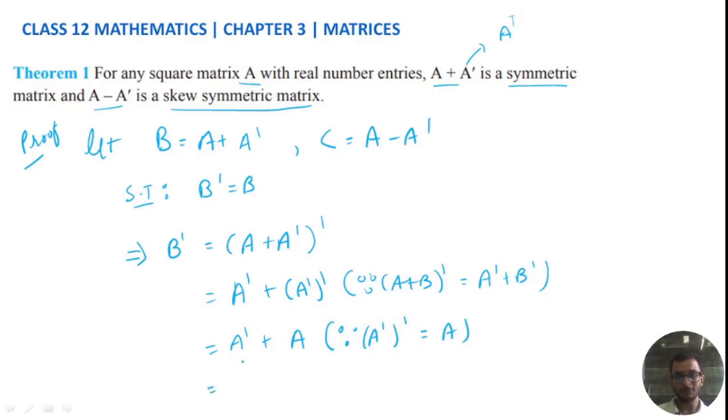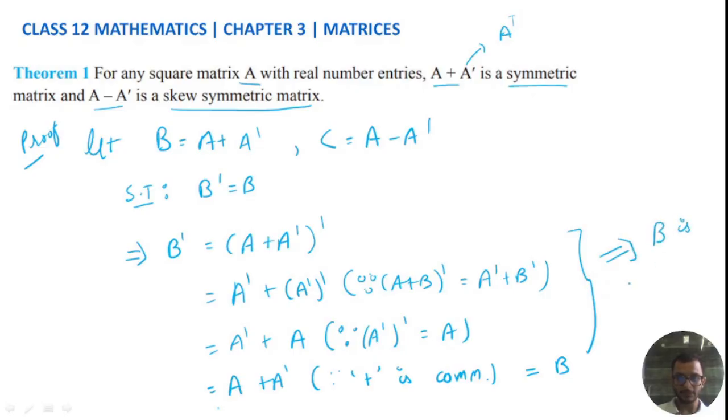Now we know addition is commutative. So A transpose plus A will be the same as A plus A transpose. Why? Because addition, or plus, is commutative. Now what is A plus A transpose? It was B. So we got the required thing, that B equals B transpose. So this implies that B is symmetric. That is, our A plus A transpose is symmetric.